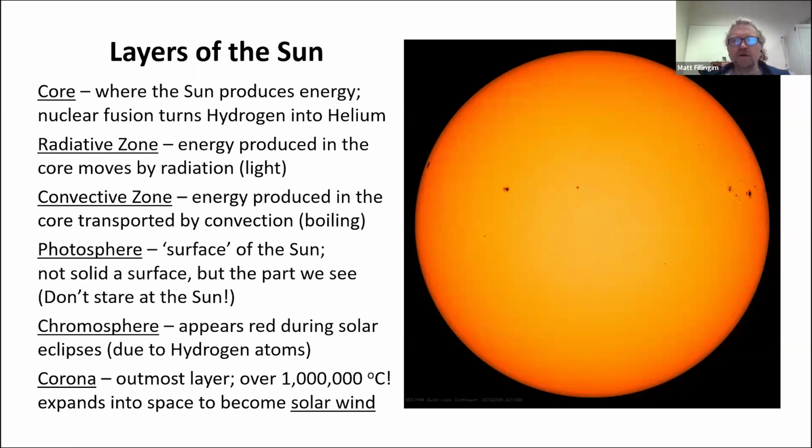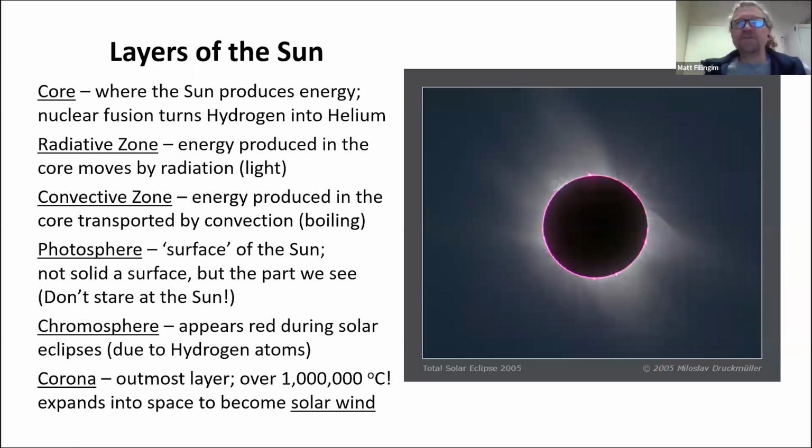So let me show a quick picture. This is a picture of the photosphere. That's usually what we see if we have our nice filters. We can look at the sun. You see some sunspots there. I'll talk about that in a minute. Here's a picture of a solar eclipse, and we can see that little red ring around there. That's the chromosphere. So there we have hydrogen atoms. They're really good at emitting red light, and so we're seeing that in that little red ring.